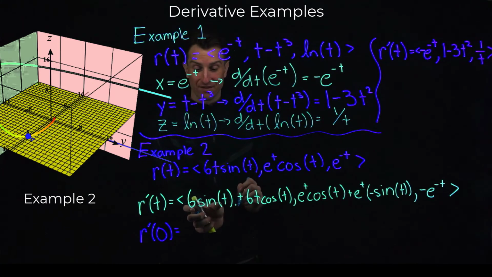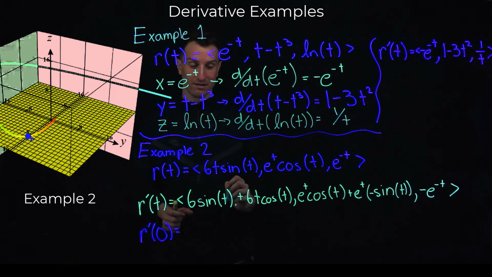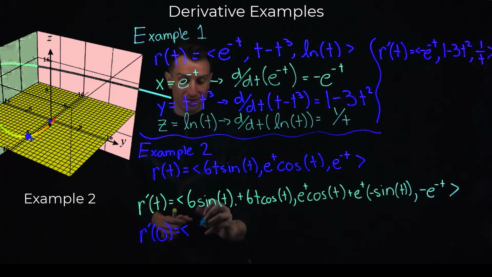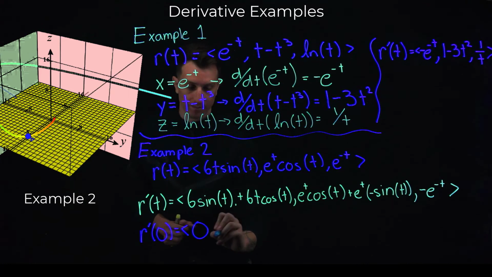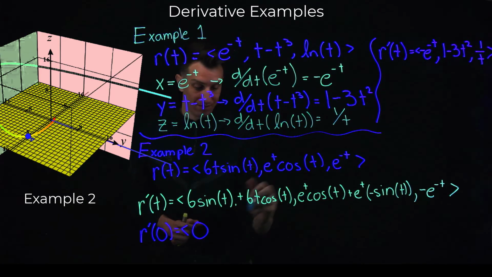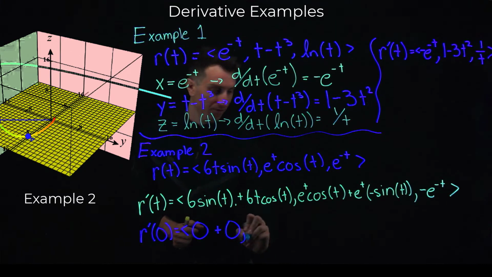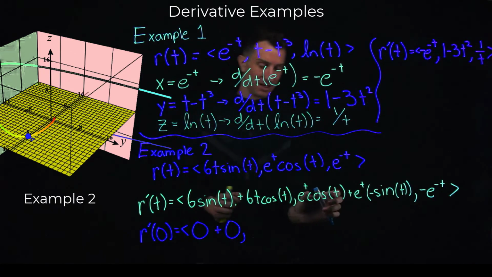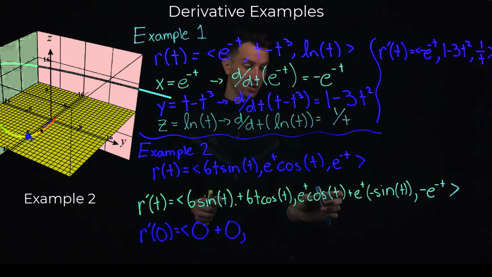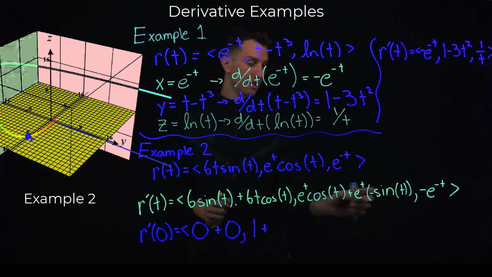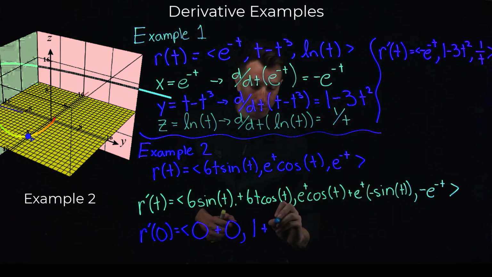Well, we know sine of 0 is going to be 0. We also know this is going to be 0. Let's just write everything out. 6 times sine of 0, well, that's 0. Plus 6 times 0 times anything is going to be 0. So our very first part is 0 plus 0. Very interesting. Our next thing is going to be e to the 0, which is 1, times cosine of 0, which is 1. So 1 plus e to the t, or e to the 0, is 1. Sine of 0, 0.